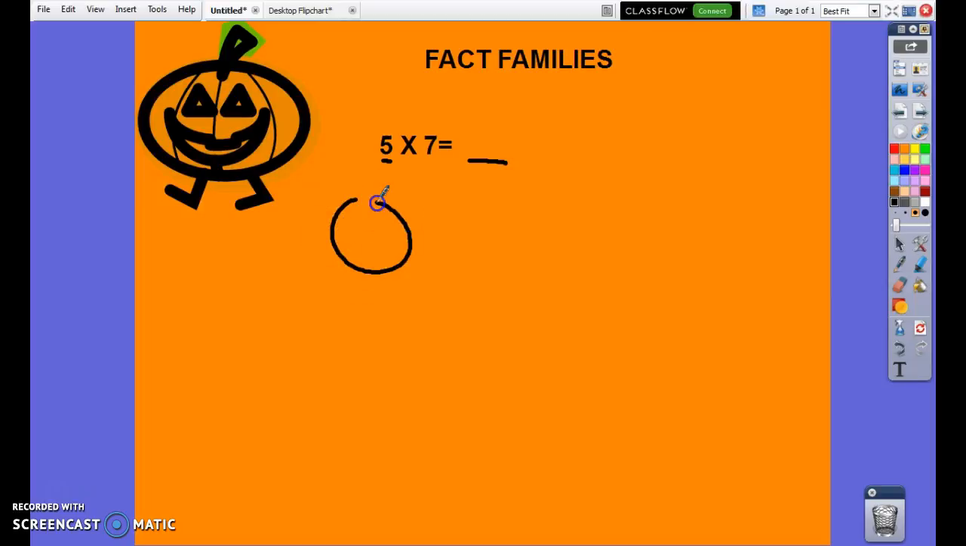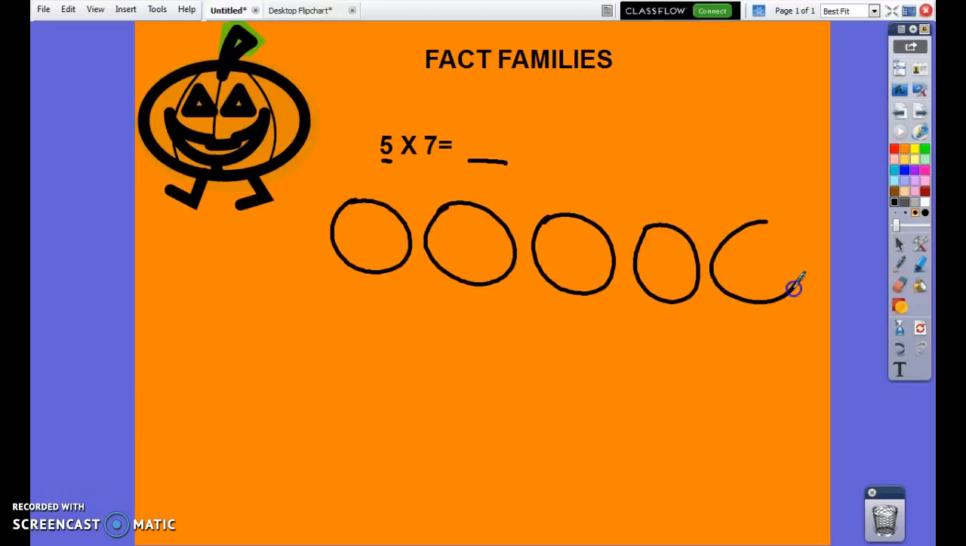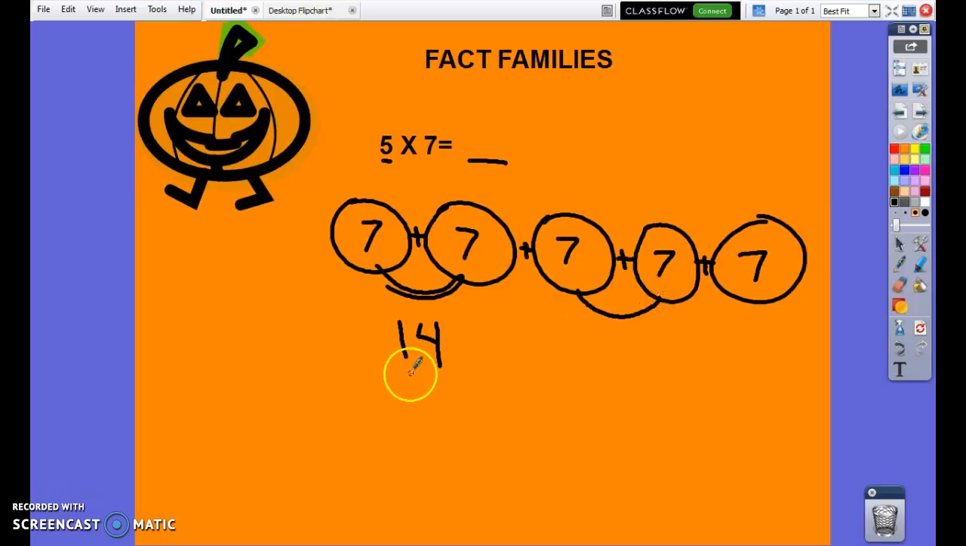So I'm going to draw my 5 groups, 1, 2, 3, 4, 5. And I know that there's 7 objects in each group, so I'm going to put 7 objects in each one of my circles. Now we can either count by sevens, or I'm going to do a repeated addition sentence to get my answer. I know 7 plus 7 is a double, and it gives me 14. And then 7 plus 7 is a double, gives me another 14. Then I have one more 7 left over, so I'm going to add that to my addition sentence here.